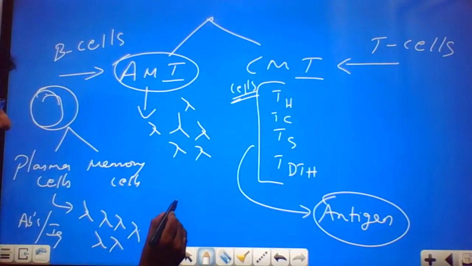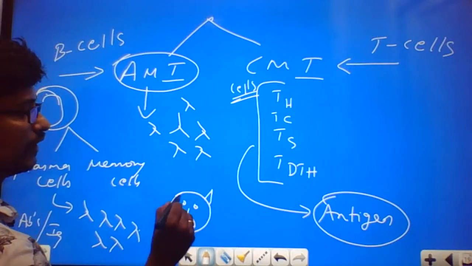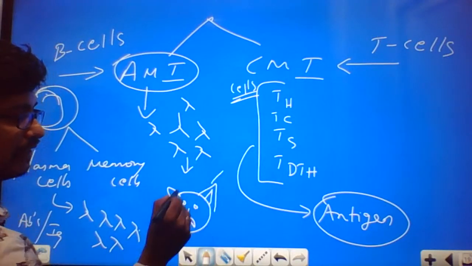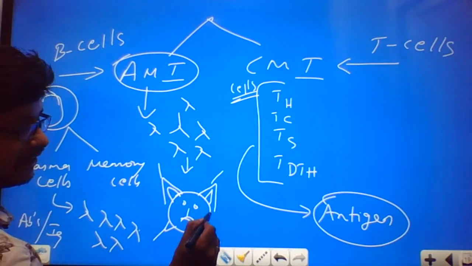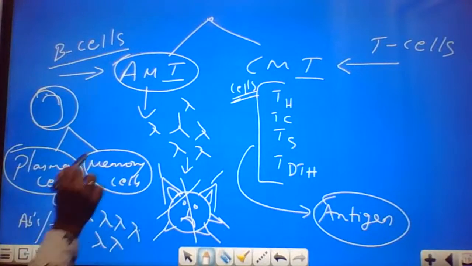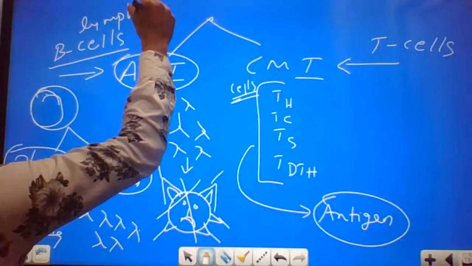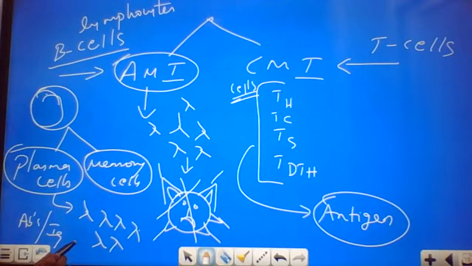If this antigen, say like this is our antigen, a strange antigen, right? This antigen is mediated by this antibody. Now the antibody will come and bind onto the surface of this. This antibody mediated immunity is mediated by what? Mediated by the B cells. B cells, we have two types of cells, plasma cells and memory cells. B cells are also called B lymphocytes, and then T lymphocytes. So plasma cells are the cells which produce the antibodies.